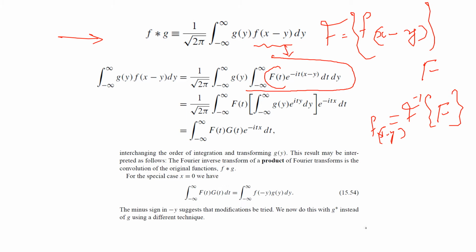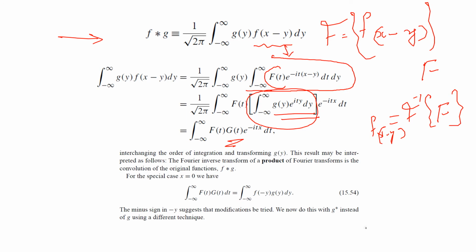So it becomes e to the power plus ity. So g of y e to the power ity dy. What is this actually? This term itself is the Fourier transform of g of y, so you can write that as g of t. So now this becomes f of t, g of t, e to the power minus itx dt.